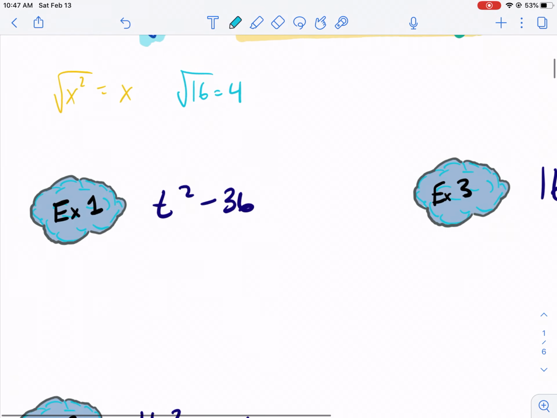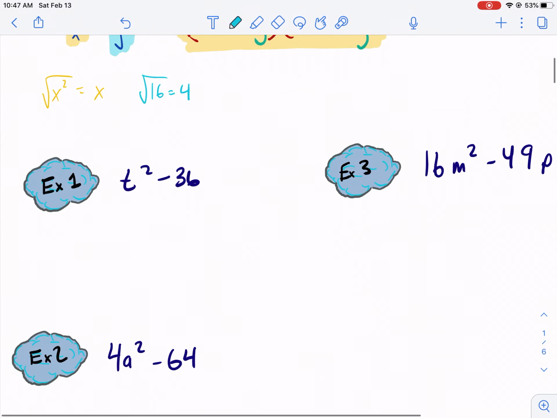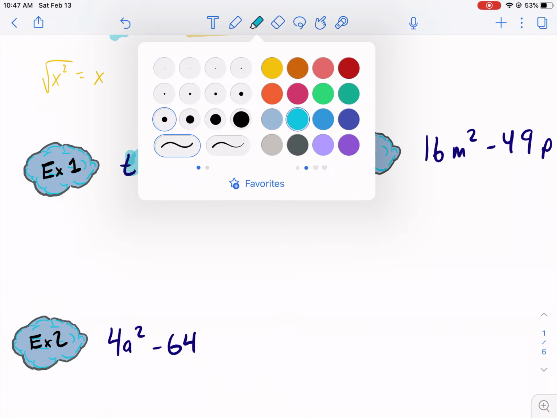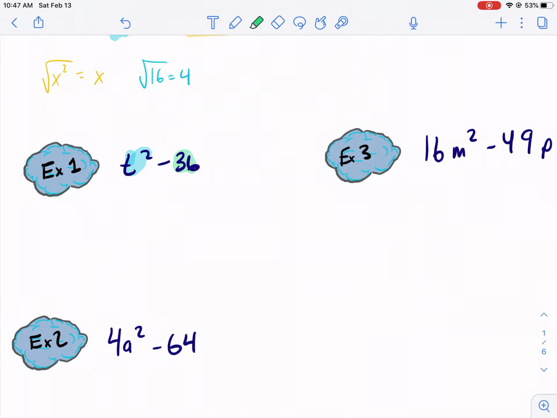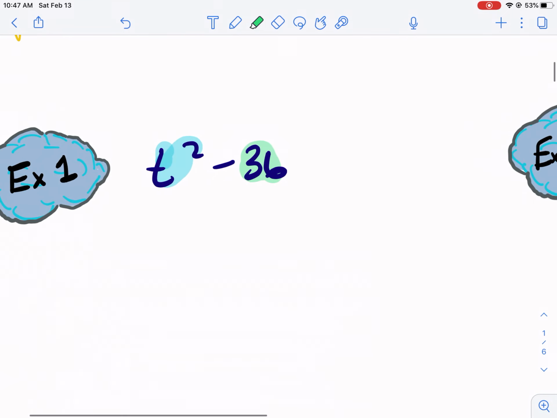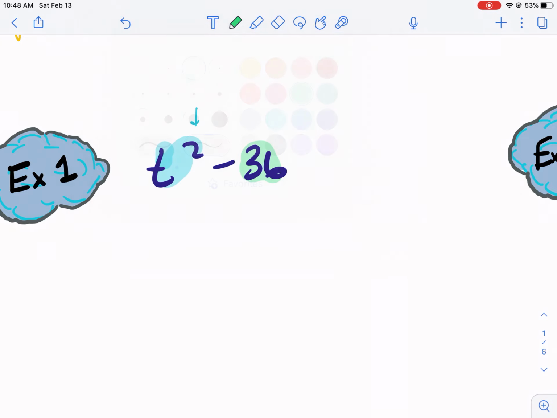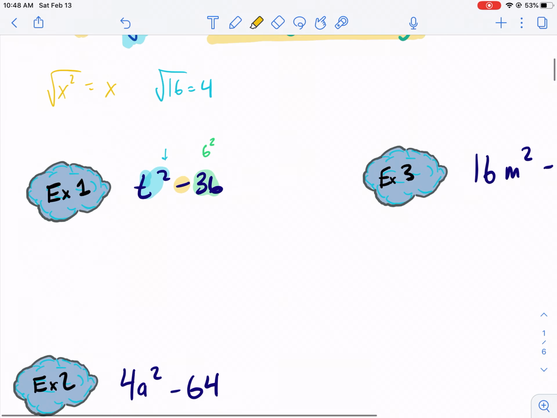Now let's put it into practice. If we have something like t squared minus 36, the first thing we should recognize is, are these both squares? The answer is yes. We have a square here, and technically this 36 could be rewritten as 6 squared. So they're both squares. Second thing, are they a difference? Is it subtraction in between those two squares? Yes, it is.